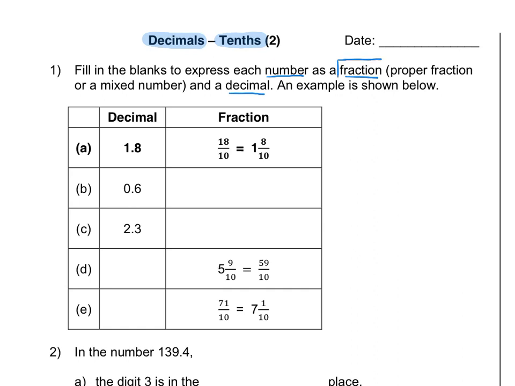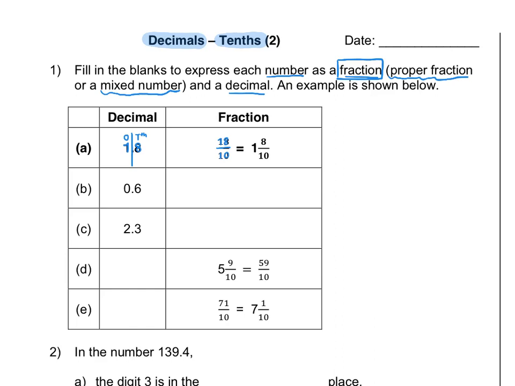Do take note that for the fraction, you either write it as a proper fraction or a mixed number. So for example, for part A, 1.8, if we were to write the place value chart, we know that before the decimal point, it is ones place. After the decimal point, it is the tenths place. Therefore, we know that there are 18 tenths. So I can write it as an improper fraction as 18 tenths.